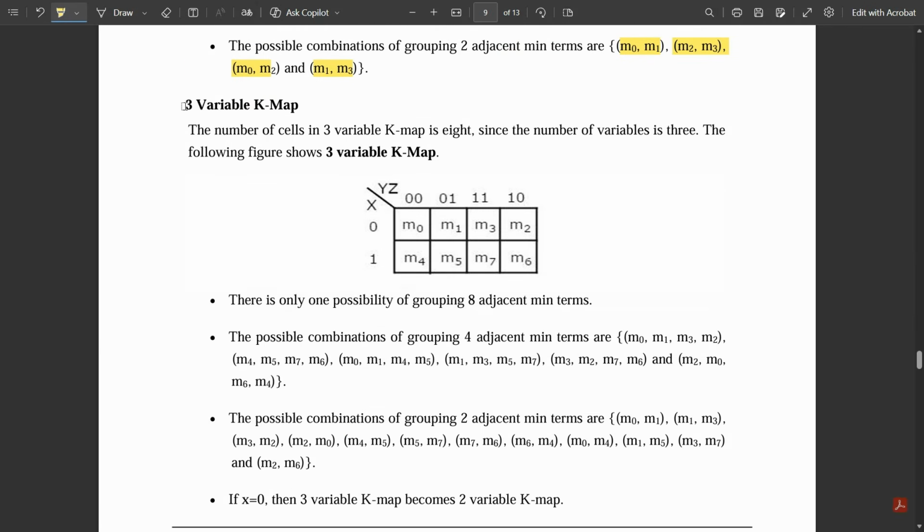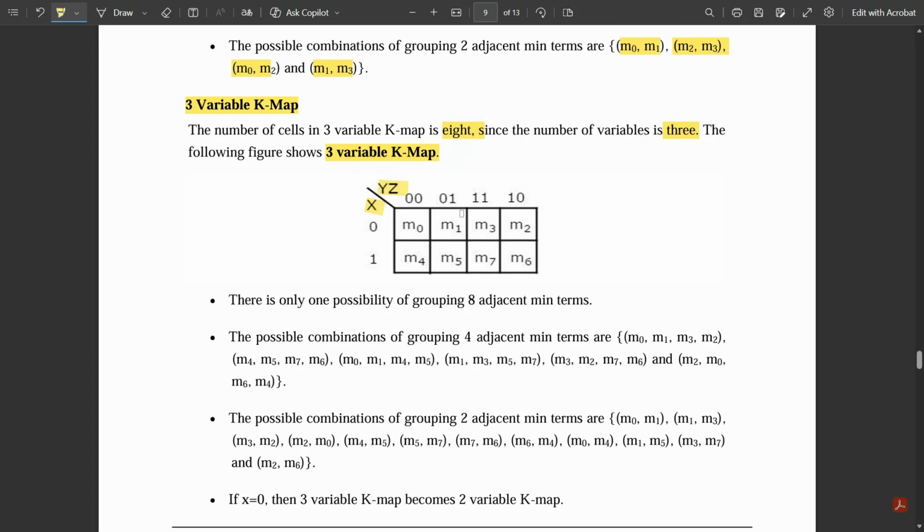Now next is 3 variable K-map. Here the number of cells in a 3 variable K-map is 8. Why? Because 2 to the power n, so 2 to the power 3 is 8, since the number of variables is 3. The following figure shows the 3 variable K-map. In this way it is represented, with 2 rows and 4 columns. X, Y, Z, these are the 3 variables.